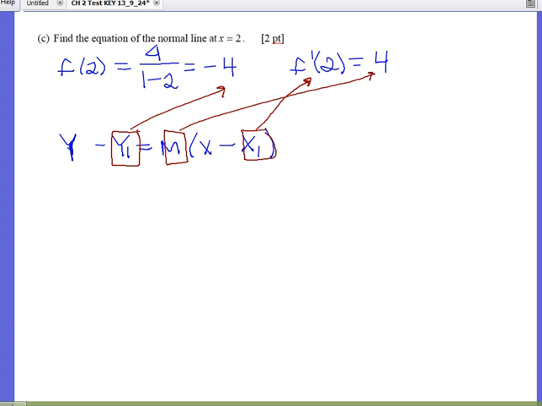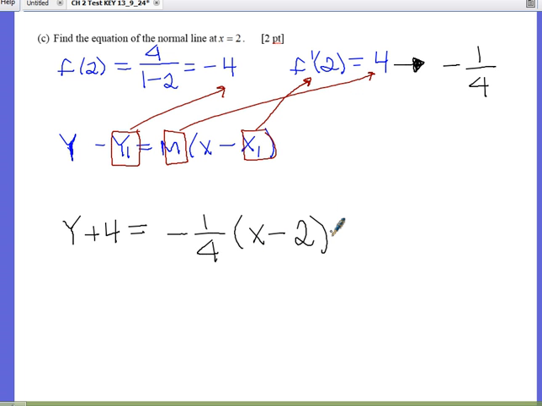We end up with the equation of y minus y1, which is positive 4, is equal to. Now, if I was finding the equation of the tangent line, I would use a slope of 4, but because I'm using the slope of the normal line, I use negative 1/4, opposite reciprocal. So I get negative 1/4 times x minus the x value, which was 2, and you get to leave your answer that way.